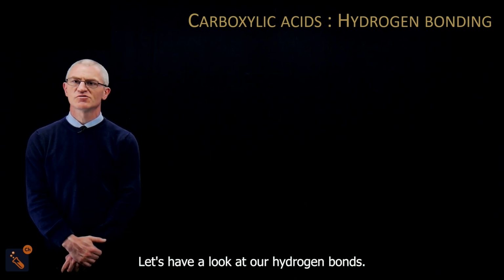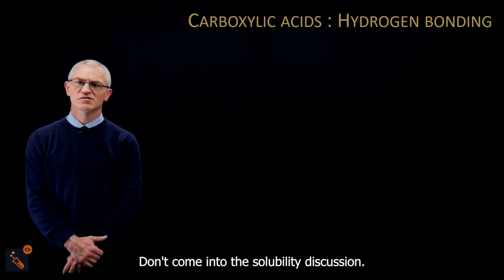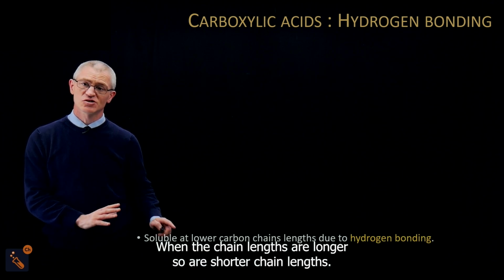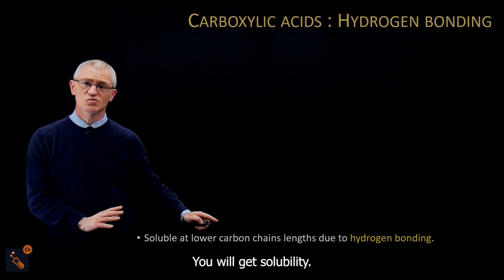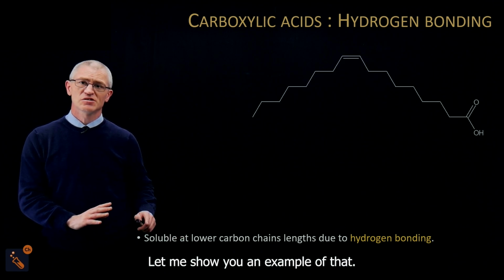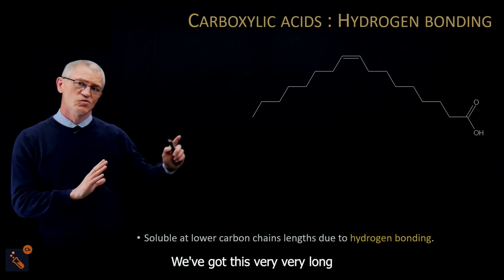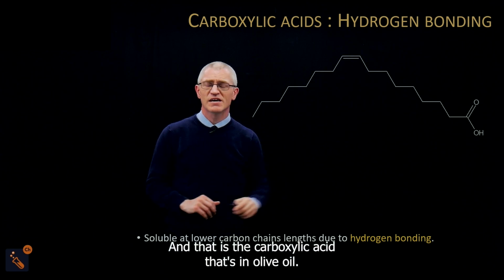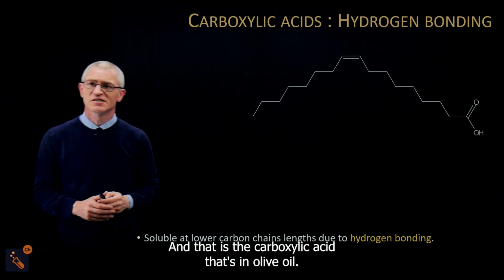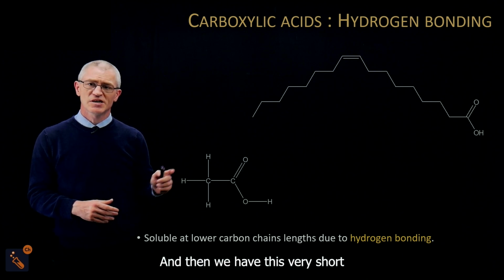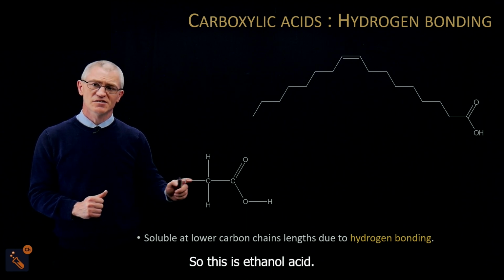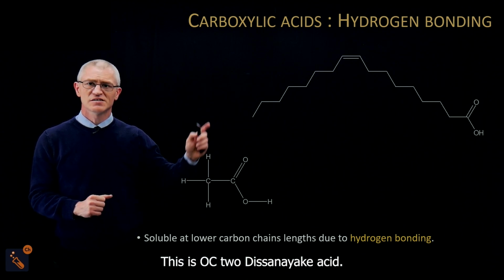Let's have a look at how hydrogen bonds don't come into the solubility discussion when the chain lengths are longer. At shorter chain lengths, you will get solubility. Let me show you an example of that. We've got this very, very long chain over here, which is the carboxylic acid that's in olive oil. And then we have this very short chain carboxylic acid, which is in vinegar. So this is ethanoic acid, and this is octadecanoic acid.